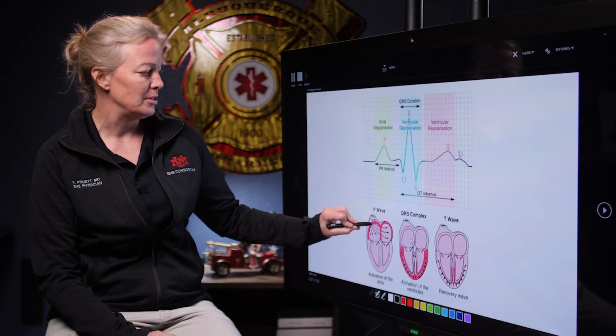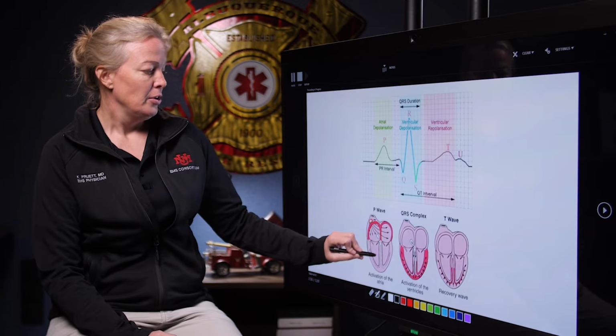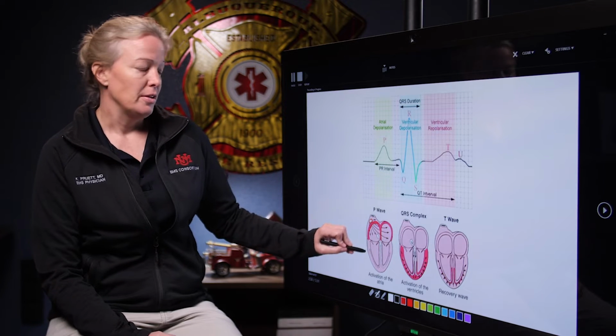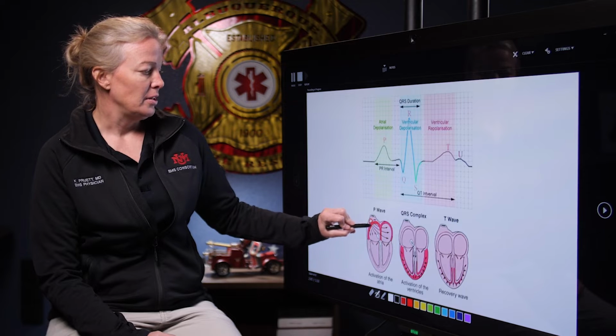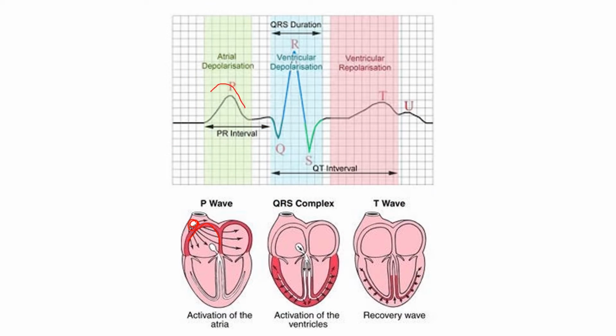We get the signal from the sinoatrial node, tells the atria to send the blood into the ventricles to get ready to go to the rest of the body. So when the sinoatrial node contracts, atria contract, and then we get our P wave. That's what we see on the 12 lead. So the P wave corresponds to sinoatrial node conduction in either of the atria, the right side or the left side.